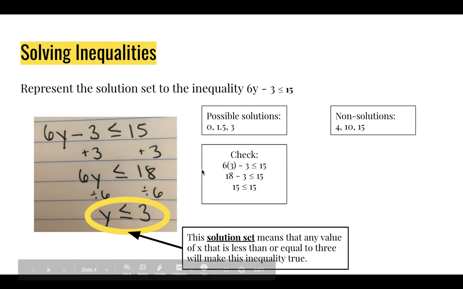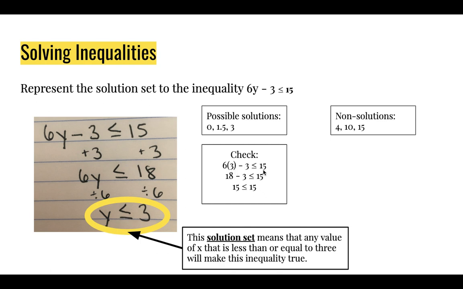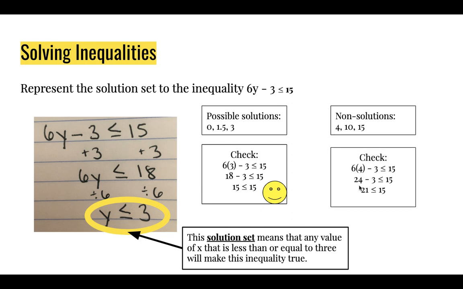We can check this out by going back to that original inequality. Is 6 times 3 minus 3 less than or equal to 15? Yes, 15 is less than or equal to 15. So we're good. What about 4? Let's check that one. 24 minus 3 less than or equal to 15? Nope, that does not make any sense, which means that 4 is not a solution to this inequality because, as we know, y needs to be less than or equal to 3.